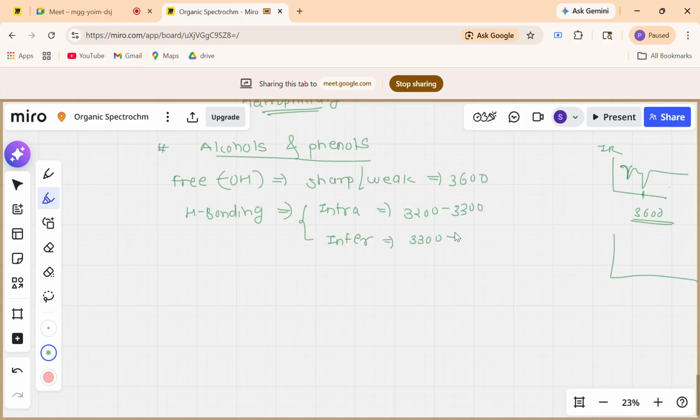Intramolecular hydrogen bonding does not depend on the concentration, so the effect will be much higher or stronger. Hydrogen bonding effect will be on the stretching frequency, and hence the value will be in the region of 3200 to 3300. Whereas intermolecular hydrogen bonding we can regulate by varying the concentration of your solution, and hence its value will lie in the region of 3300 to 3400 centimeter inverse. Okay, so remember here the stretching frequency of intramolecular hydrogen bonding is always going to be less than intermolecular hydrogen bonding.